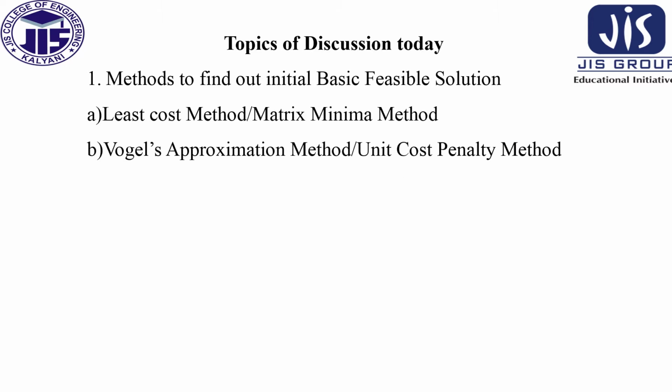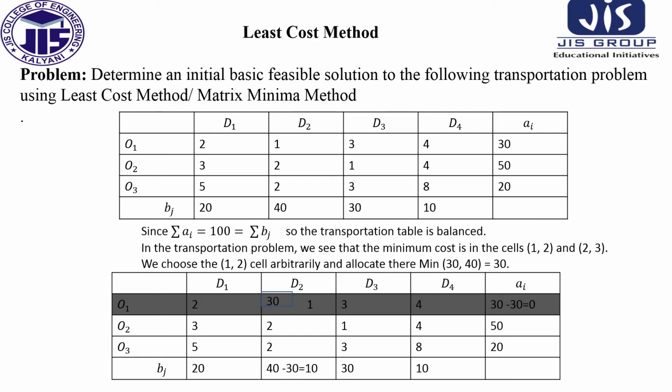Now today I will discuss the other two initial basic feasible solution methods to find the solution of transportation problem, that is the least cost method or matrix minima method, and Vogel's approximation method or unit cost penalty method. First of all I am starting the least cost method. Least cost method is one of the methods to find the initial basic feasible solution of transportation problem. One problem I have taken here and I am illustrating the least cost method step by step.